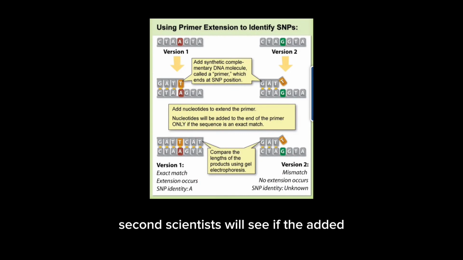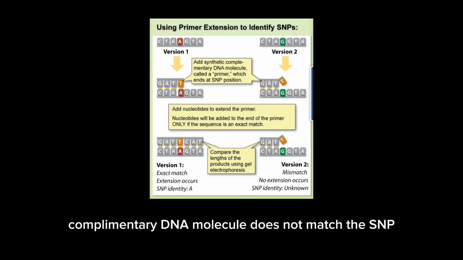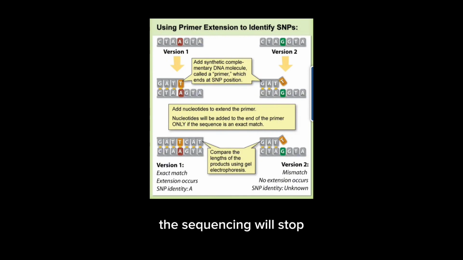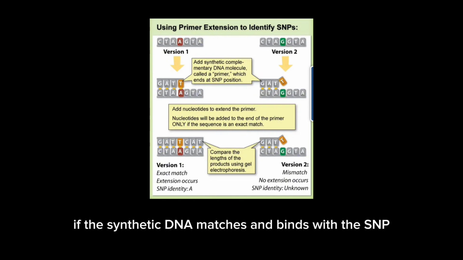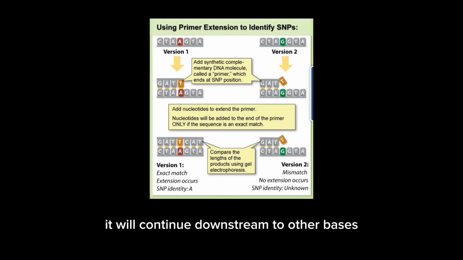Second, scientists will see if the added synthetic molecule will bond to the SNP. If it is a mismatch, and if the synthetic complementary DNA molecule does not match the SNP, the sequencing will stop. If the synthetic DNA matches and binds with the SNP, it will continue downstream to other bases.